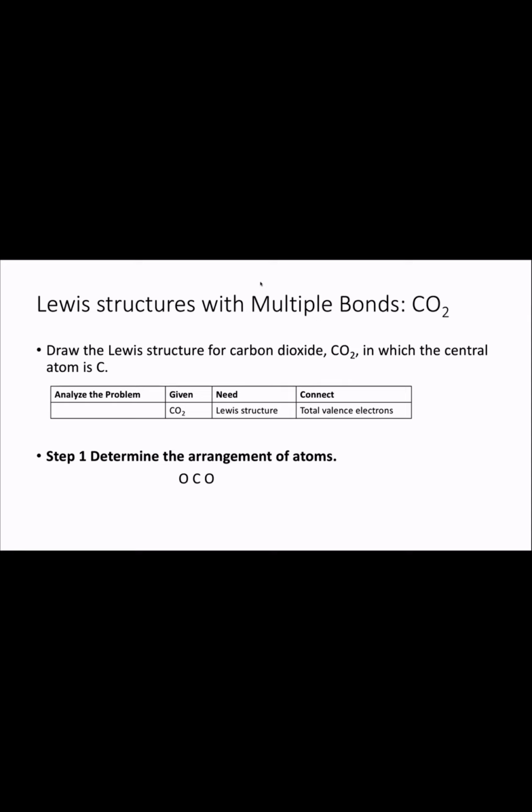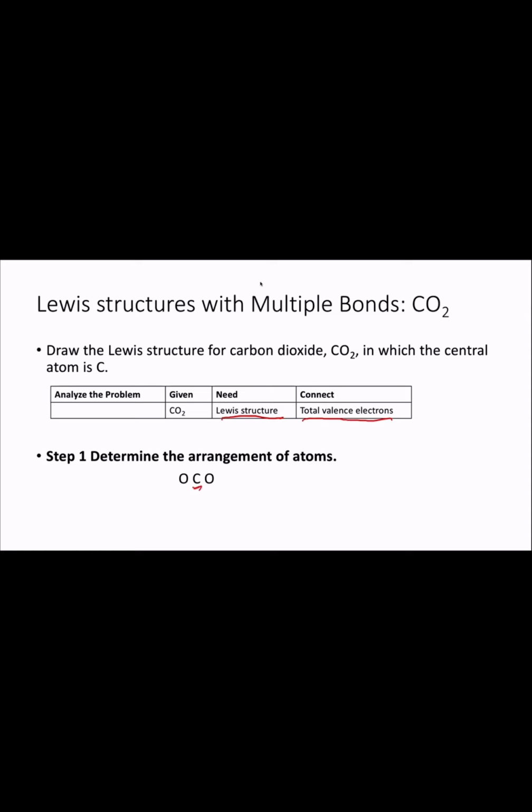The first thing we're going to have to figure out is to draw the Lewis structure for carbon dioxide, where the central atom is carbon. Okay. So we need a Lewis structure, and we're going to have to count the total valence electrons. They already told you carbon is going to be the central one, so the oxygens are going to be surrounding it.